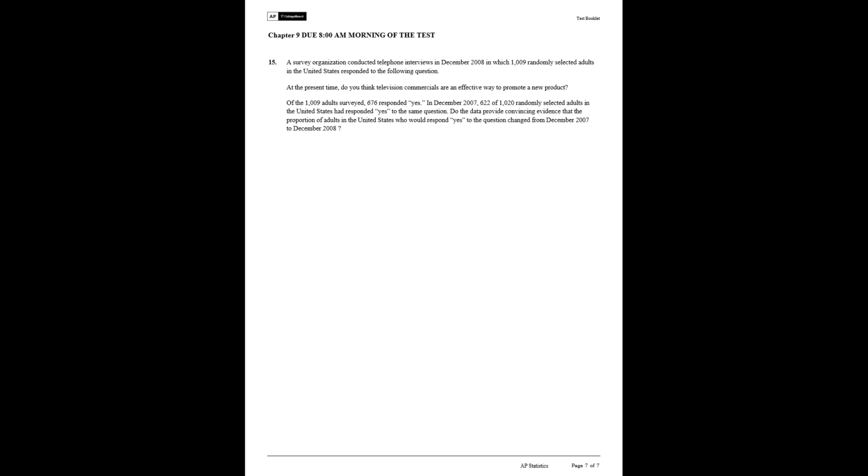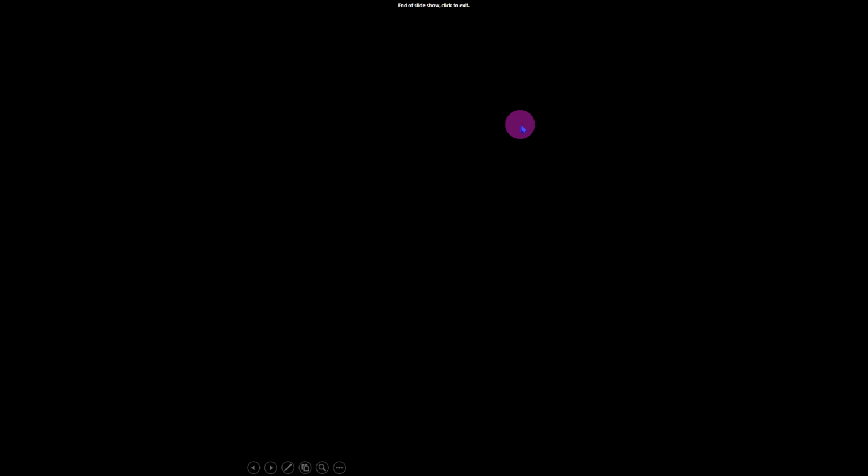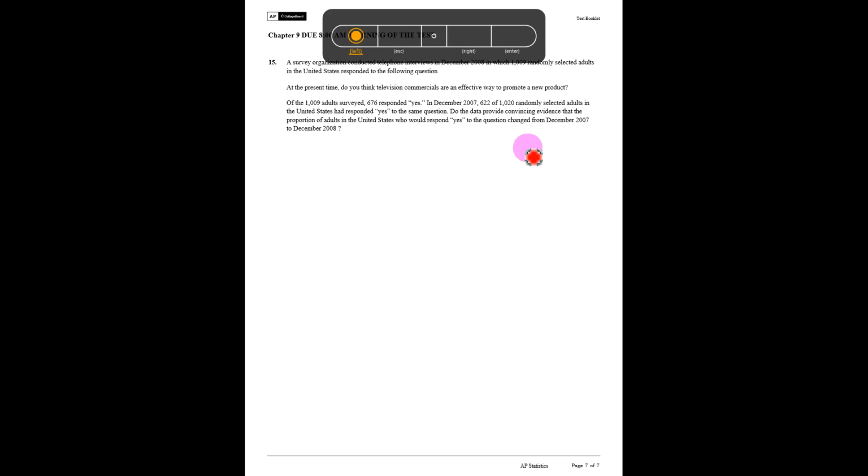In December 2007, 622 of 1,020 randomly selected adults in the United States had responded yes to the same question. Do the data provide convincing evidence that the proportion of adults in the United States who would respond yes to the question changed from December 2007 to December 2008? So changed is not equal to. We want not equal to this time.